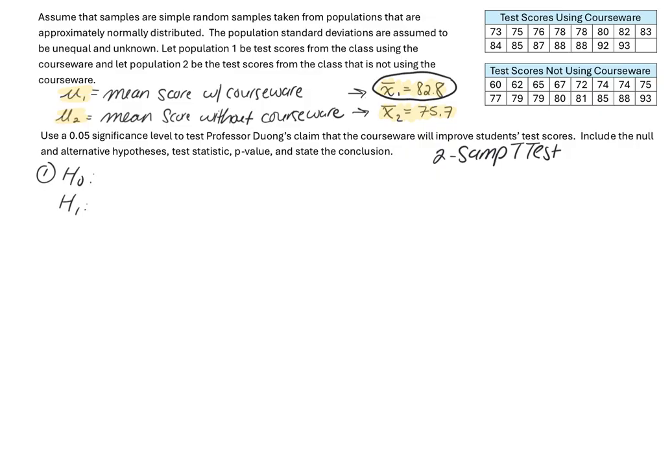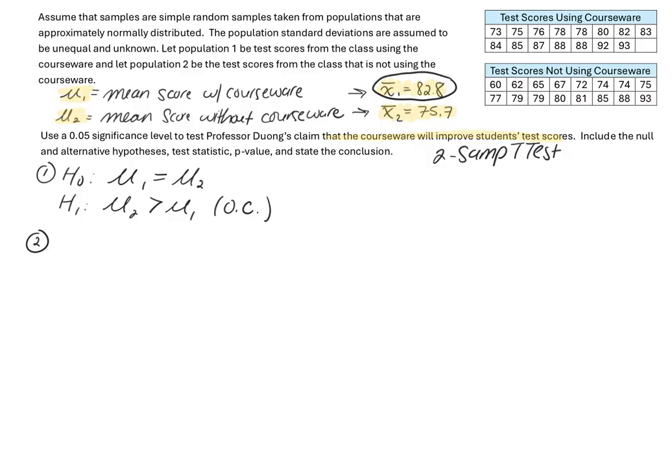So the claim that we're trying to test is that the courseware will improve students' scores. That means that we are assuming that mu sub 2 is going to be greater than mu sub 1. So I'm going to keep track that that's the original claim, so I know how to state my conclusion at the end. And then the null hypothesis, don't forget, it always contains equality, so it always has the equal sign. We always assume that the two mean values are the same, and then we go from there.